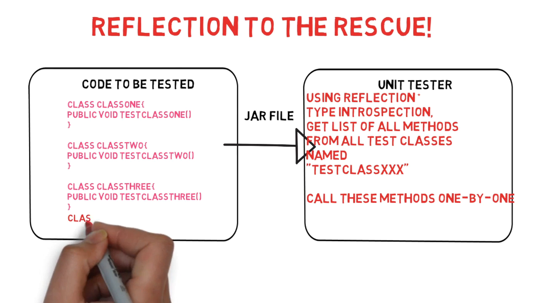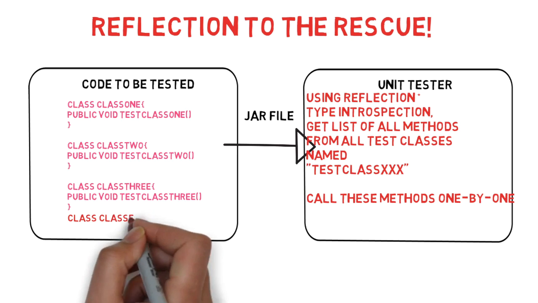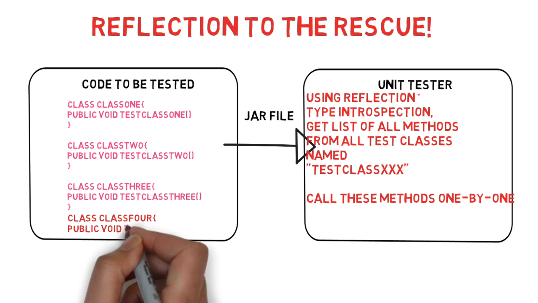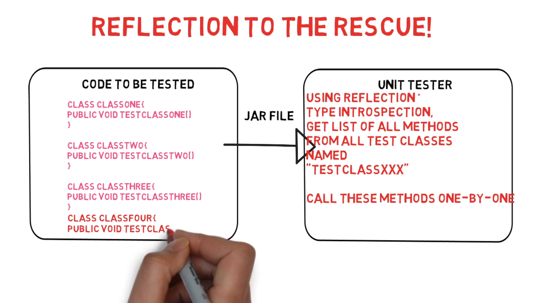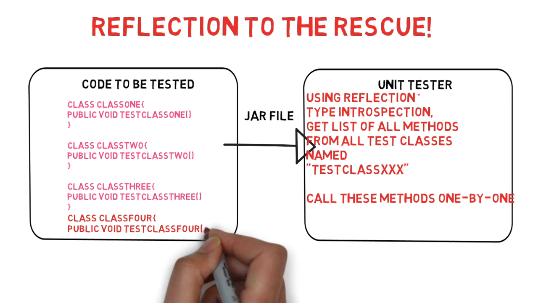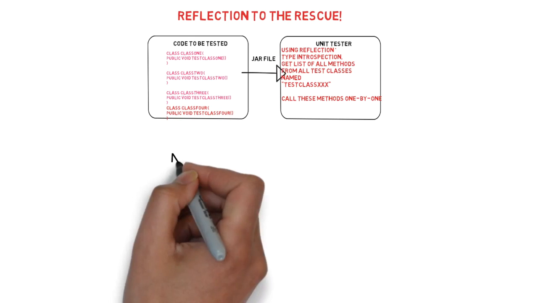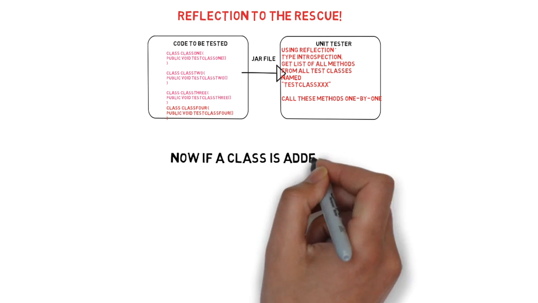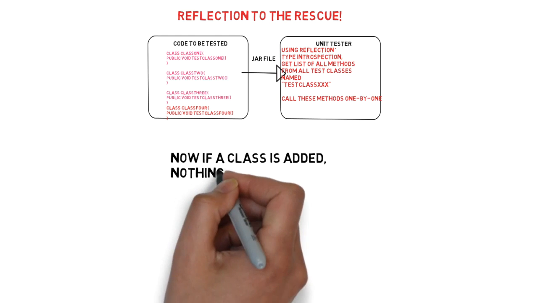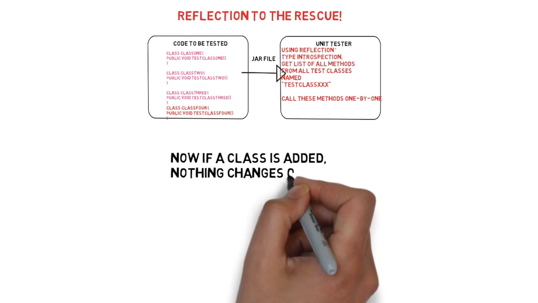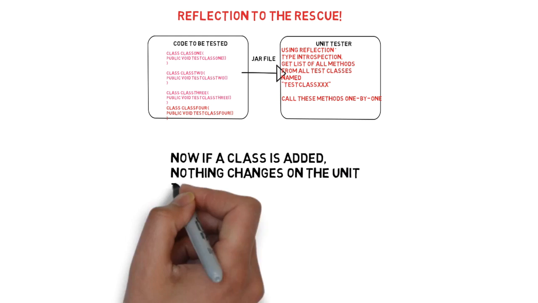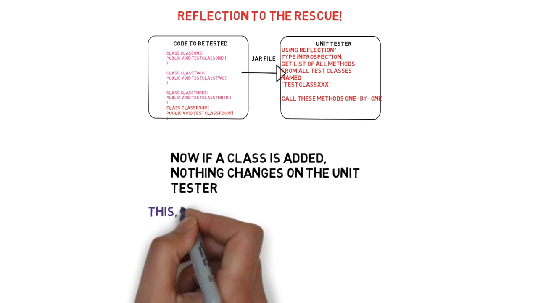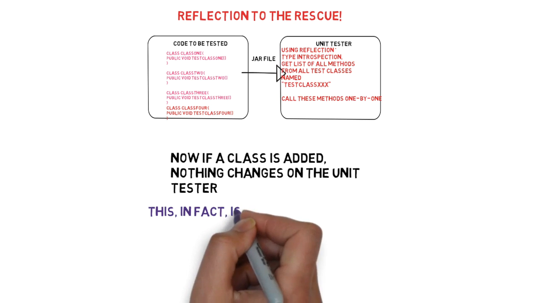Now say that production code changes in response to which you've added a new method called test class 4. What do you need to do? Of course, you need to rerun the unit tests themselves. You need to rebuild them. However, the unit tester remains unchanged. You do not need to rebuild the unit tester. Nothing changes on the unit tester. Things change on the test end and the production end.